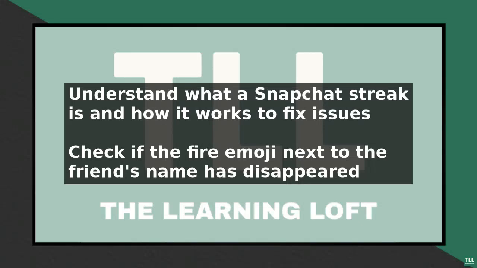To fix a Snapchat streak in 2025, you need to understand what a streak is and how it works. A Snapchat streak is when you and a friend send each other snaps for consecutive days. If you miss a day, the streak is broken.